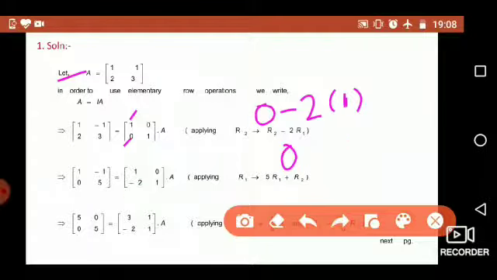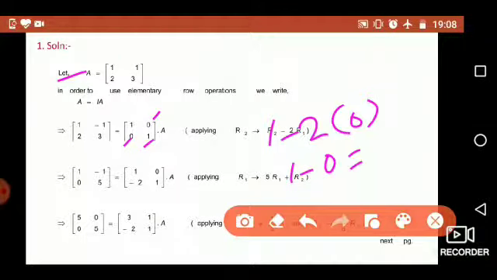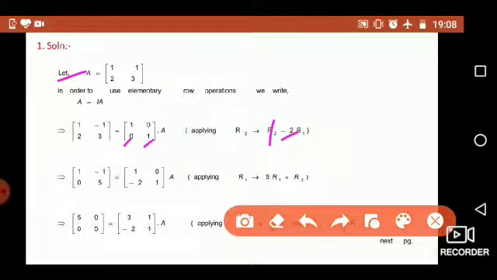Therefore, here we get an element minus 2. Similarly, the second element of the same row, by applying the same operation, we get R2 is nothing but 1, minus 2 times the corresponding element of the first row, which is 0. Therefore, we get 1 minus 0 is equal to 1. Therefore, the second row second element is 1. Therefore, the right hand side contains the elements 1, 0, minus 2, 1.